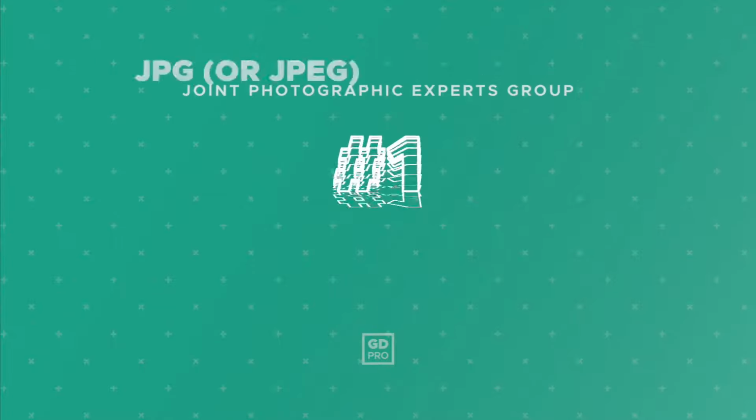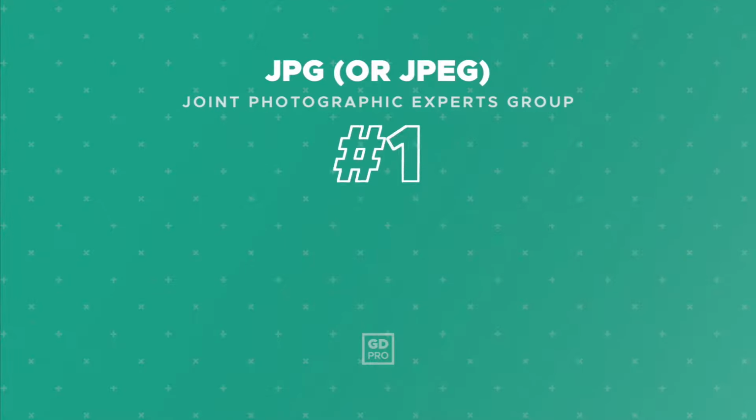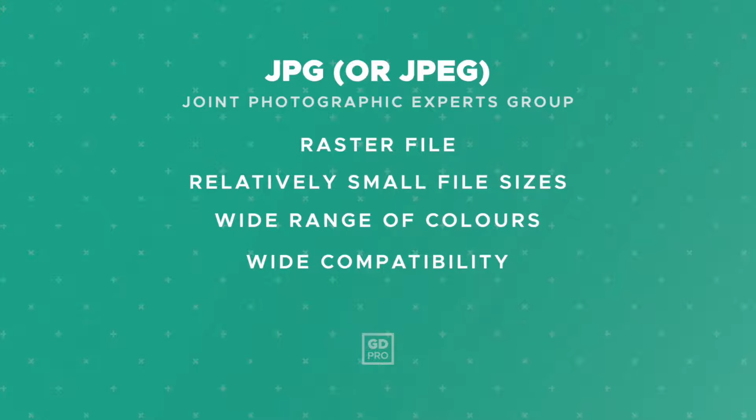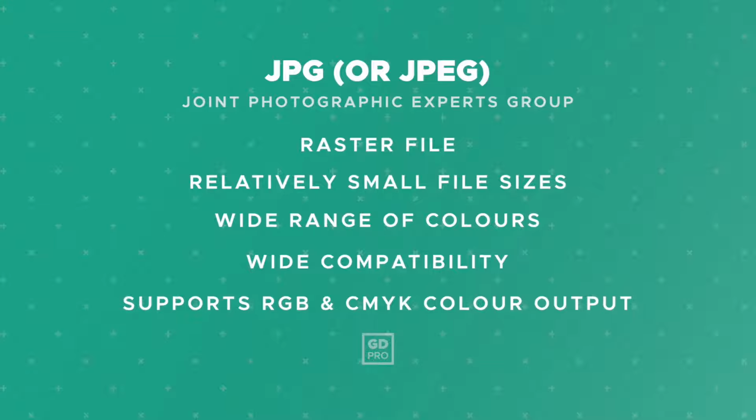First on the list is probably the most common file type in the world, JPEG. So firstly, JPEGs are raster files. Where they're strong is in their relatively small file size, their wide range of supported colours, their vast compatibility, and the fact that they can support both RGB and CMYK colour spaces.